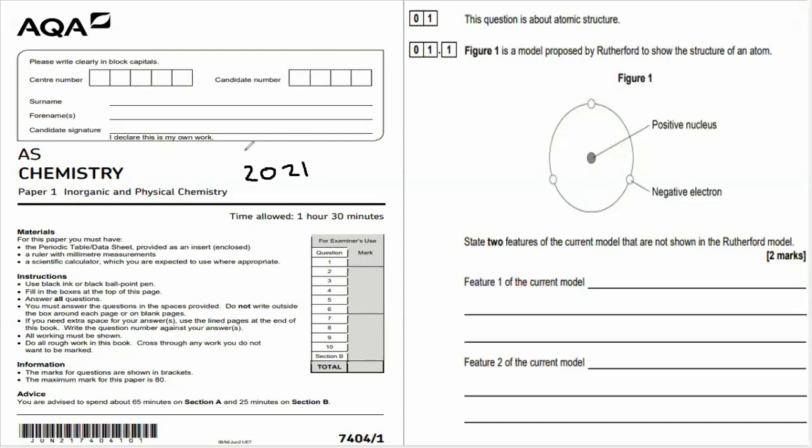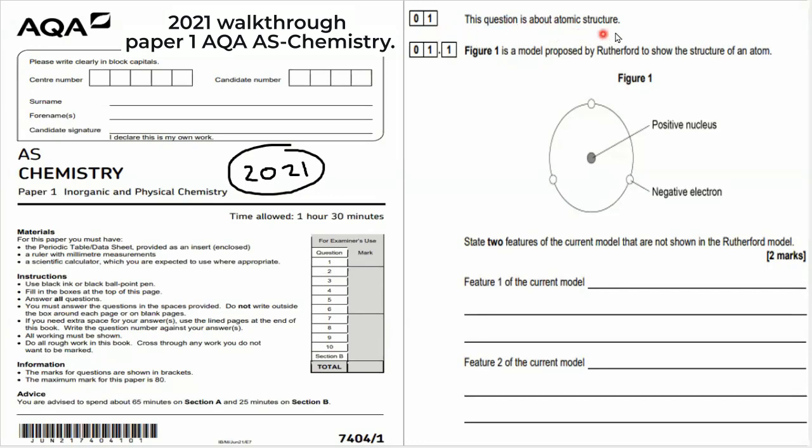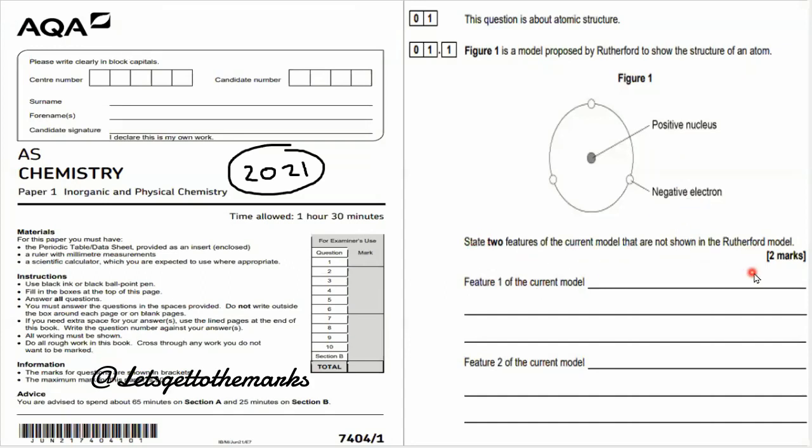explanations. Okay, question 1. This question is about atomic structure. You can see 1.1 here in figure 1 is a model proposed by Rutherford to show the structure of the atom. We've got the positive nucleus surrounded by electrons. State 2 features of the current model not shown in this Rutherford model.